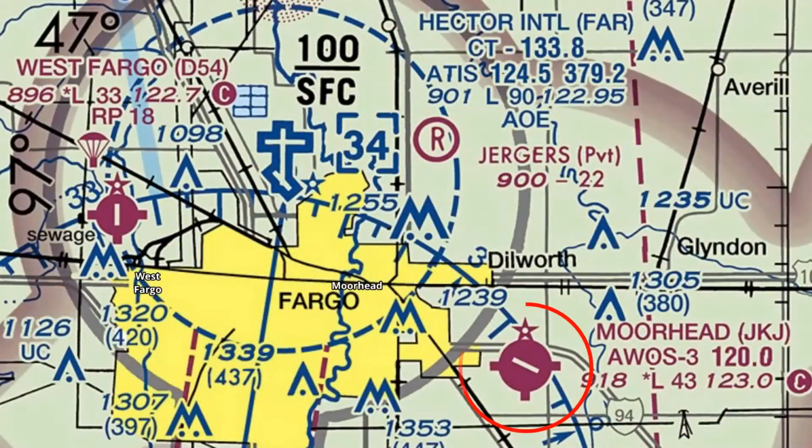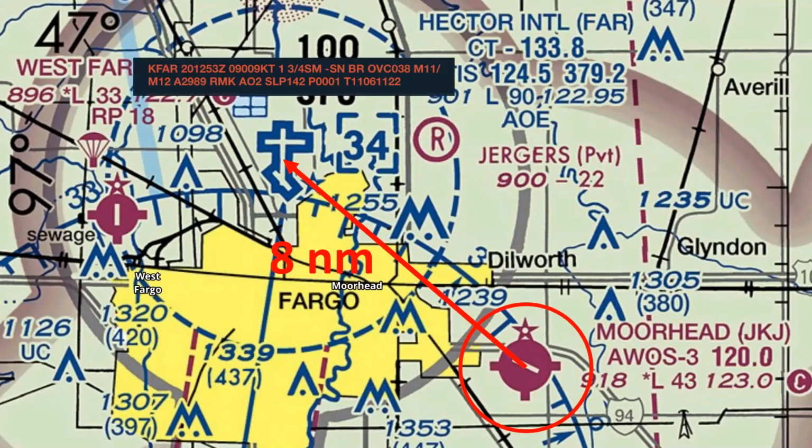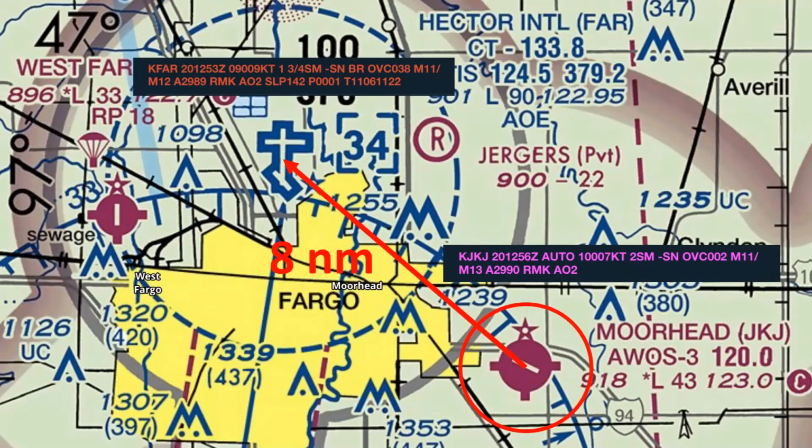Most of my flights right now come out of Moorhead, Minnesota. The Moorhead Airport is only 8 miles away from Fargo. I always look at both airports when I'm looking at the weather to brief myself. Quite often I'll see Fargo completely different from Moorhead. Moorhead could be VFR and Fargo could be low IFR.